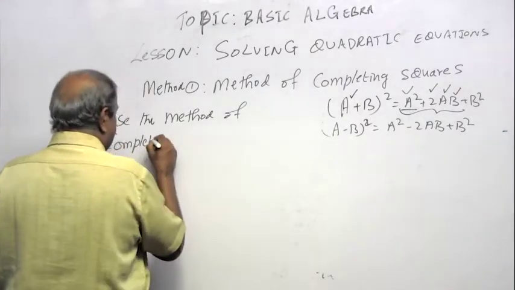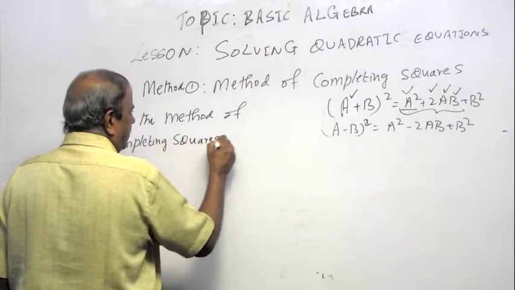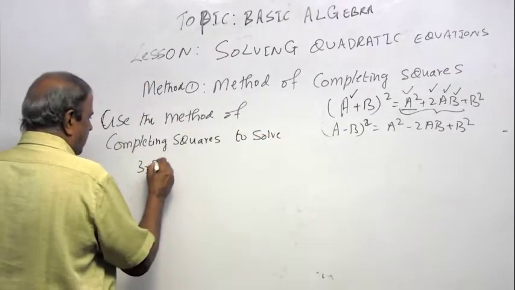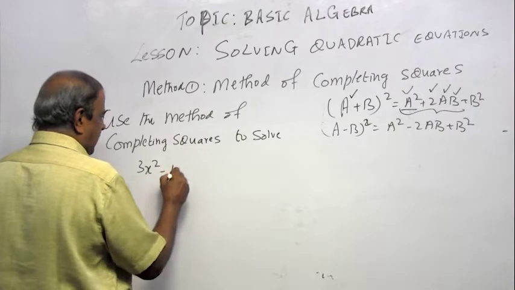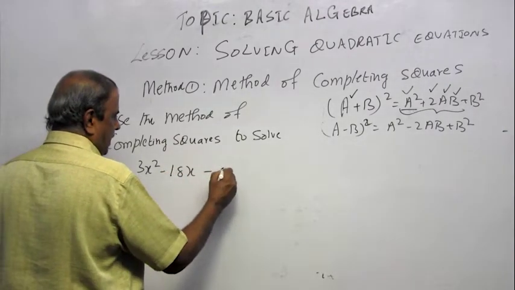Use the method of completing squares to solve 3x squared minus 18x minus 5 equal to 0.